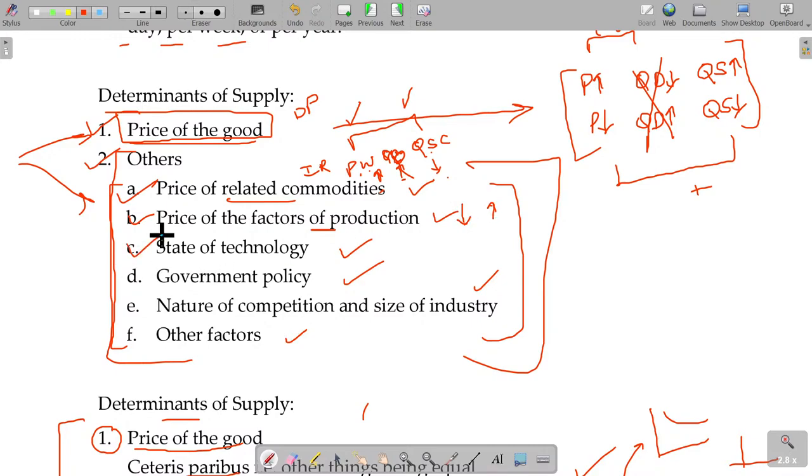State of technology: if modern technology is introduced for machines that are capable of producing a large number of units at a much cheaper rate, I will be enjoying more profit. So if the state of technology is improving, I am able to supply more, and vice versa. Then it is a direct proportion relationship. Government policy: more tax reduces the supply, more subsidy increases the supply. That's the relationship. And higher competition means more supply at a cheaper rate is also possible. And other factors are also there. Is that okay? Come on, make a note of it.